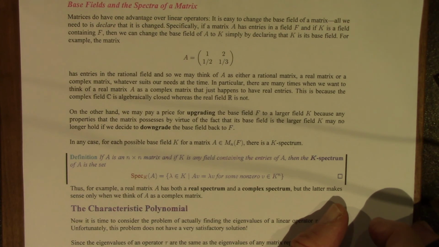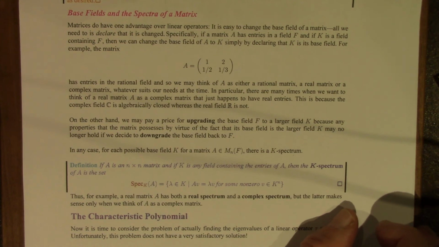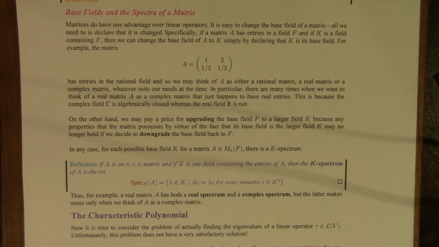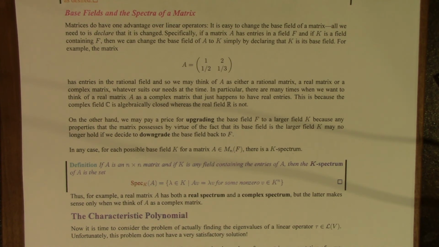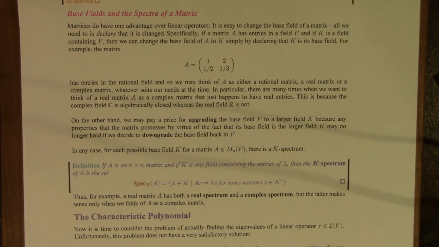Specifically and in particular, we are often going to think of a real matrix as a complex matrix that happens to have real entries, for the obvious reason that the complex field is algebraically closed. So we gain some machinery, some tools, such as the fact that every polynomial splits when we work in the complex field. So I refer to that as upgrading the field from the reals to the complex, or from F to a larger field, K, containing F.